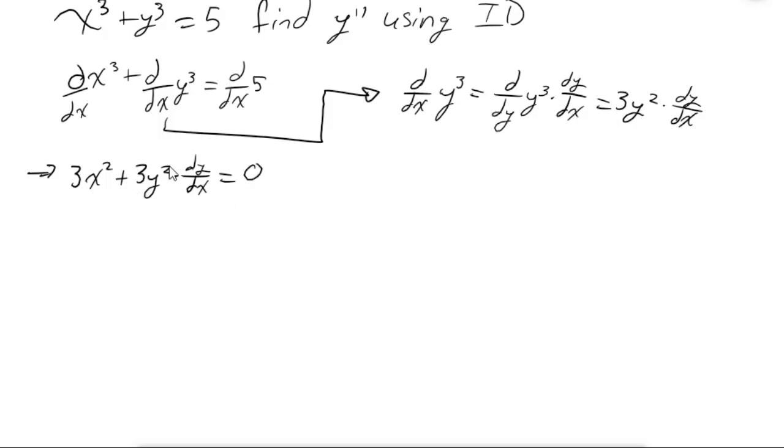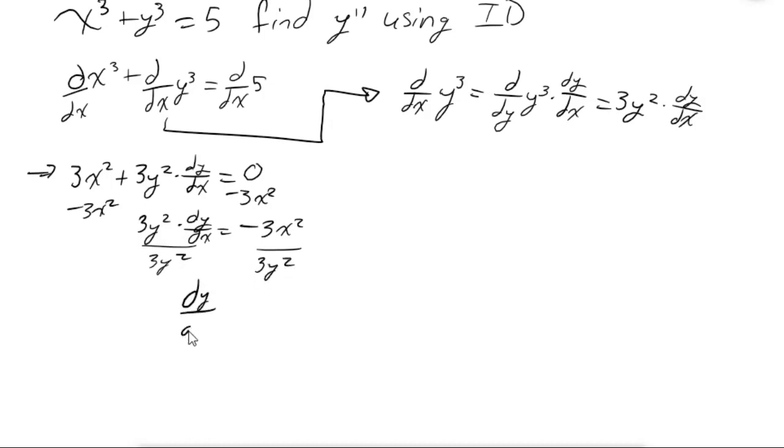We now want to rearrange our equation, so subtract 3x squared from both sides. And we'll find that 3y squared multiplied by dy/dx is equal to negative 3x squared. And divide both sides by 3y squared. And we find that the derivative of y with respect to x is equal to negative x squared over y squared. So that is the first step of this example.